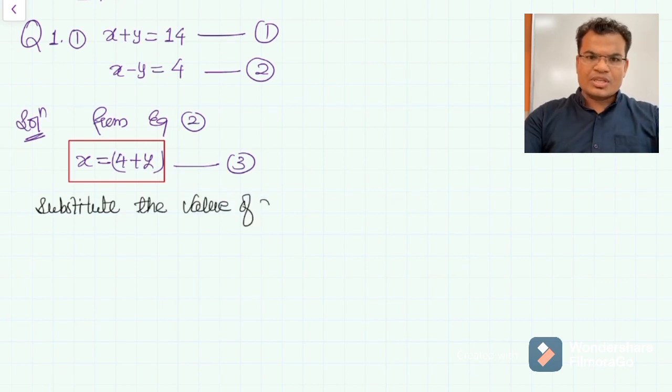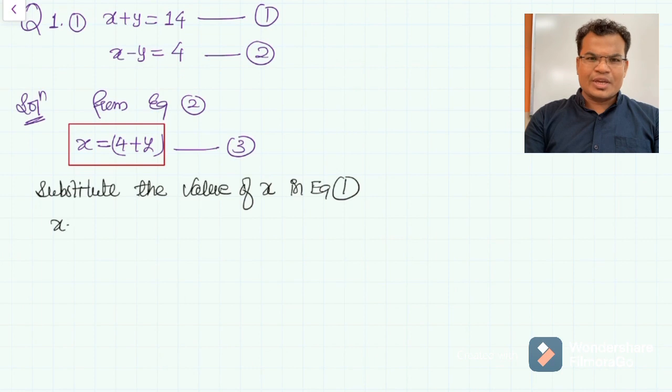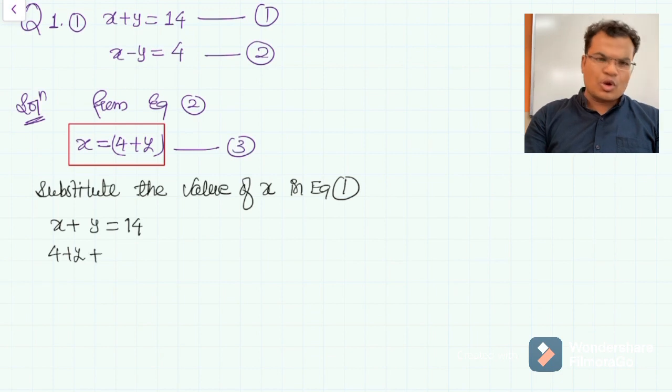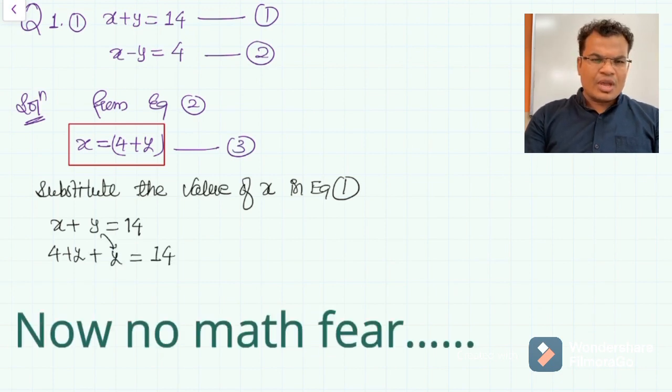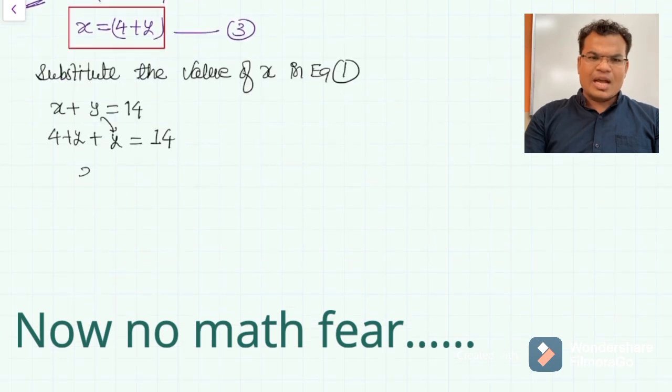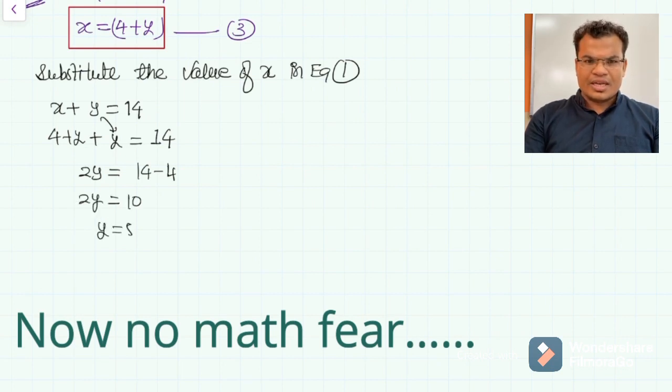Equation number 1 is x plus y equals 14. So just put this value in equation number 1. x is given as 4 plus y, equals 14. We have y and y, that will be 2y, but the 4 will go to the right hand side as minus 4, transpose the 4. So 2y equals 10, so y equals 5.